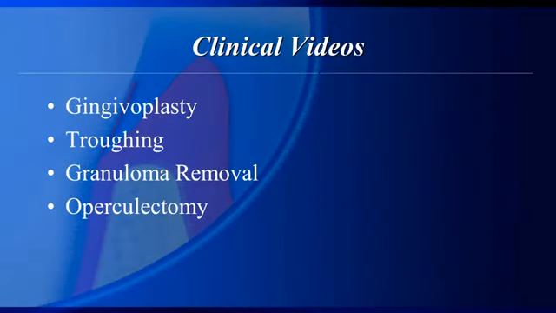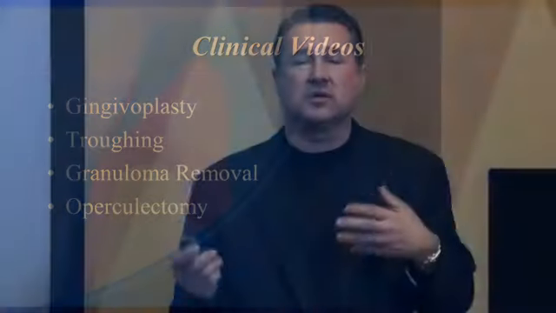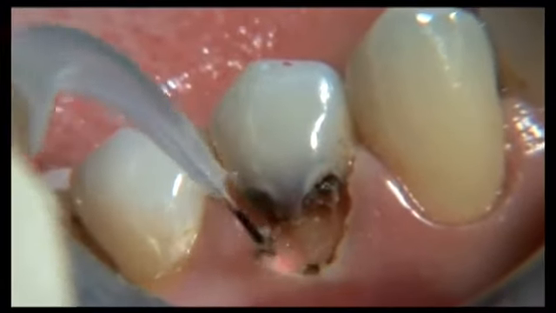So the next slide here, we're going to show you some videos. Now, I've got a gingivoplasty, a troughing, a granuloma removal, and an operculectomy. So I'm going to hit the button, and the next thing you'll see is we're going to do a gingivoplasty, which basically means thinning out gingival tissue. This is a class 5 gingivectomy.